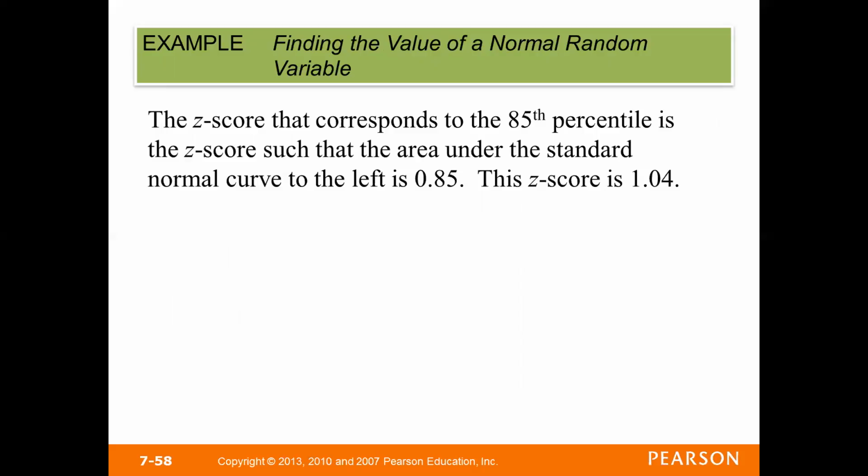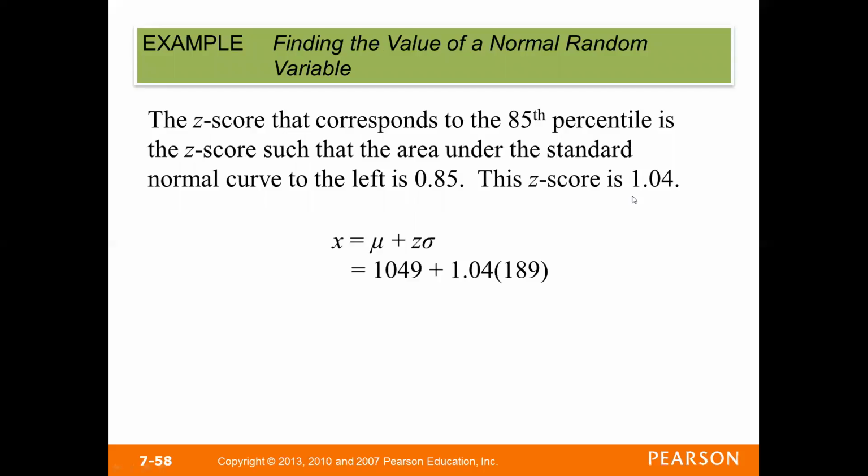So what I want to do is look in the body of the normal table and try to get as close to 0.85 as I can, because the values in the body of the table are the percentiles. They're the percent of data that lies to the left of a z-score. If I look that up, I get a z-value of 1.04.